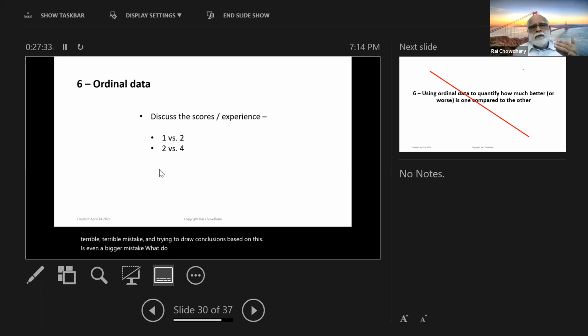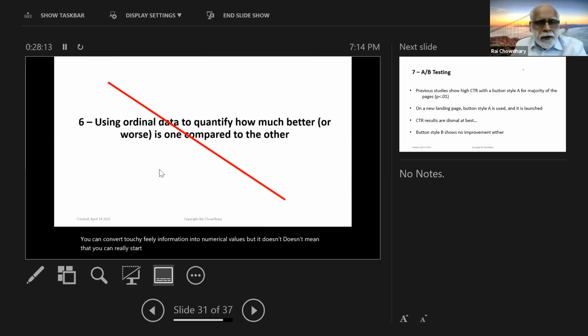What do you have to do? You have to switch to what is called non-parametric methods. And that regime is totally a different regime of how to look at data and analyze data. So stay away from crunching numbers, those numbers which come from a foundation of touchy-feely inputs, where the source is not grounded in hard numerical scientific basis. You can convert touchy-feely information into numerical values, but it doesn't mean that you can really start running descriptive stats the way I just described. You got to use non-parametric methods. So that was mistake number 6.